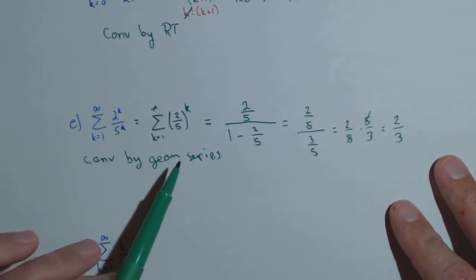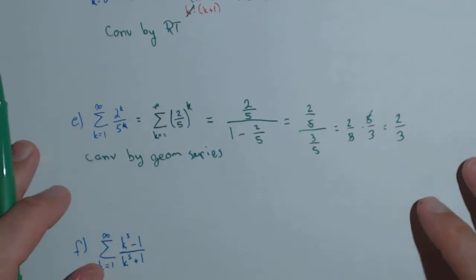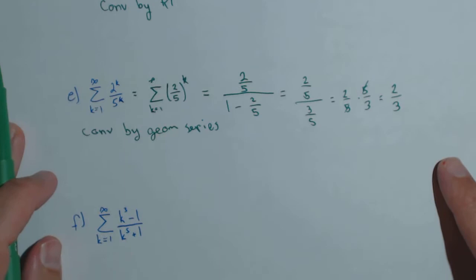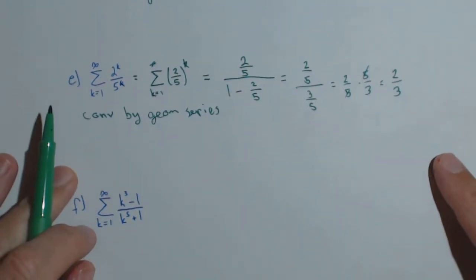So remember, if it's geometric and converges, we can actually find the sum. We don't just know that it converges very quickly and easily.